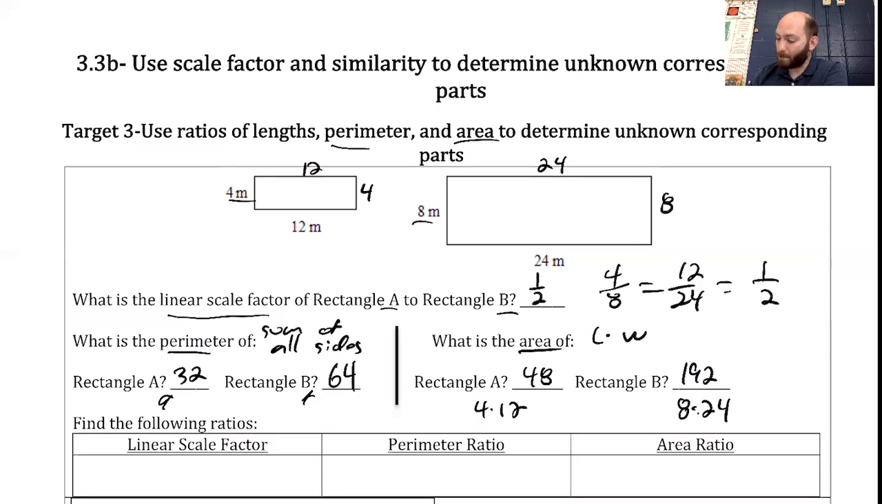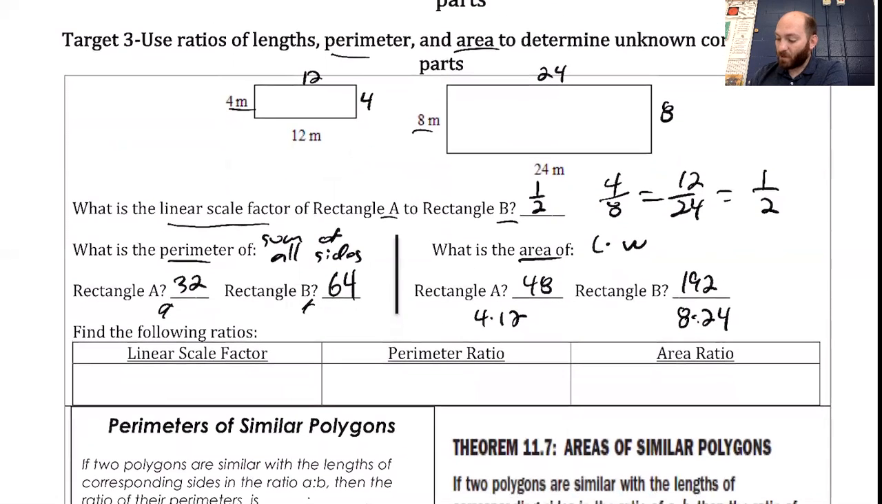All right, so from there, find the following ratios. Remember, the linear scale factor is what I just said. So that was a 1 to 2 ratio. The perimeter ratio, if I look at the two perimeters, that's 32 to 64. But that I can reduce. That can actually reduce to 1 to 2 again.